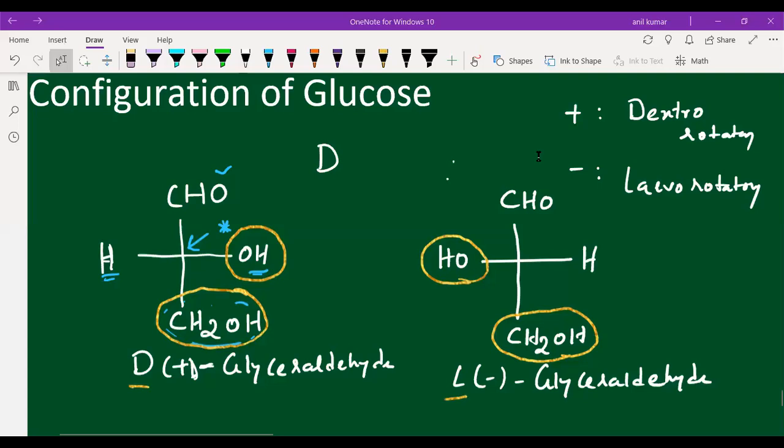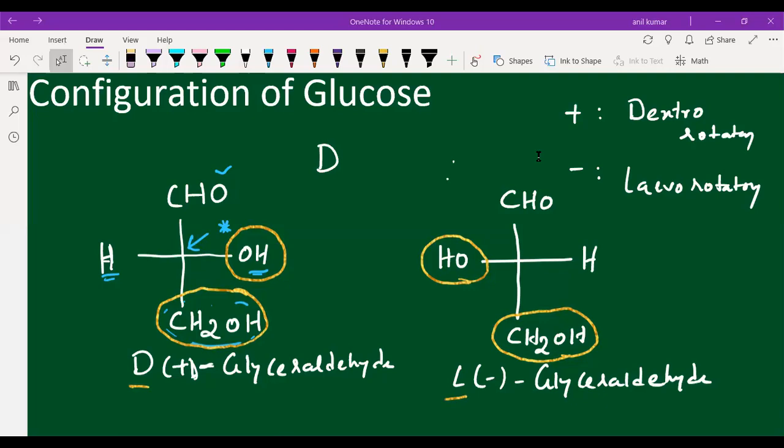Optical activity is a special property of organic compounds. Inorganic compounds also show optical activity, but only very few, like coordination compounds. We will study optical activity in inorganic chemistry in the chapter called coordination compounds, the ninth chapter.